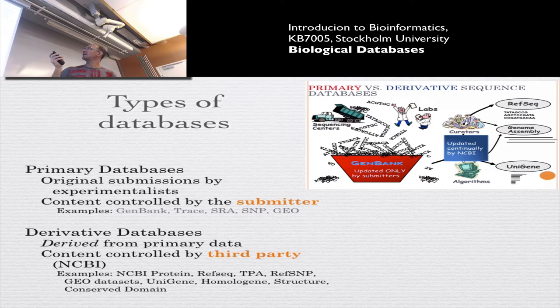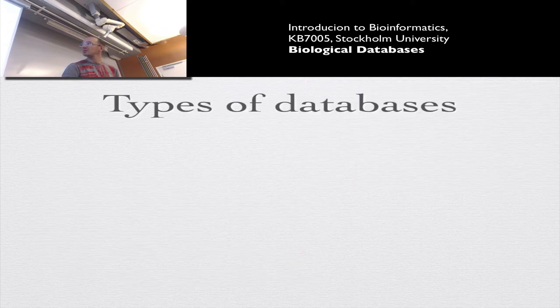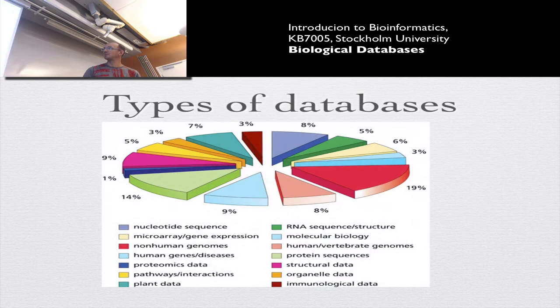So here, in a slide, there is something called RefSeq, which is sets of things that are more annotated, or genome samples, etc. So, some overview of the types of databases that exist. It's probably a bit out of date, but you see there are a lot of different types. You have nucleotide sequences, expression arrays, which nowadays is probably more or less RNA sequences, proteomics data, plant data, immunological data, protein sequences, protein structures, other structure data, organelle data. A lot of databases exist.